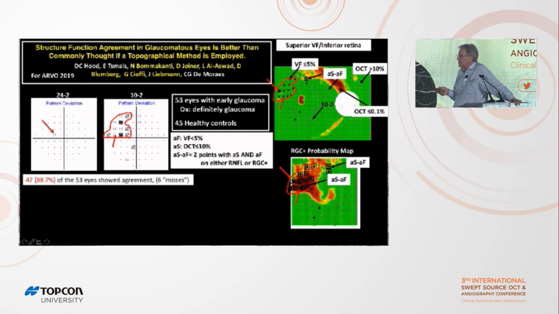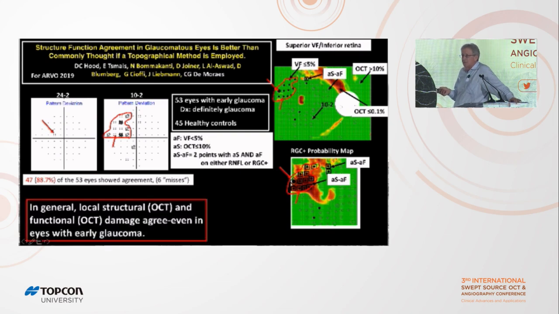About 90% of these patient eyes, all but 6, had structure-function agreement. So this is a point we've been pushing for a while. Local structure and local functional damage agree even in early glaucoma. It is just not true that structure comes way before function.